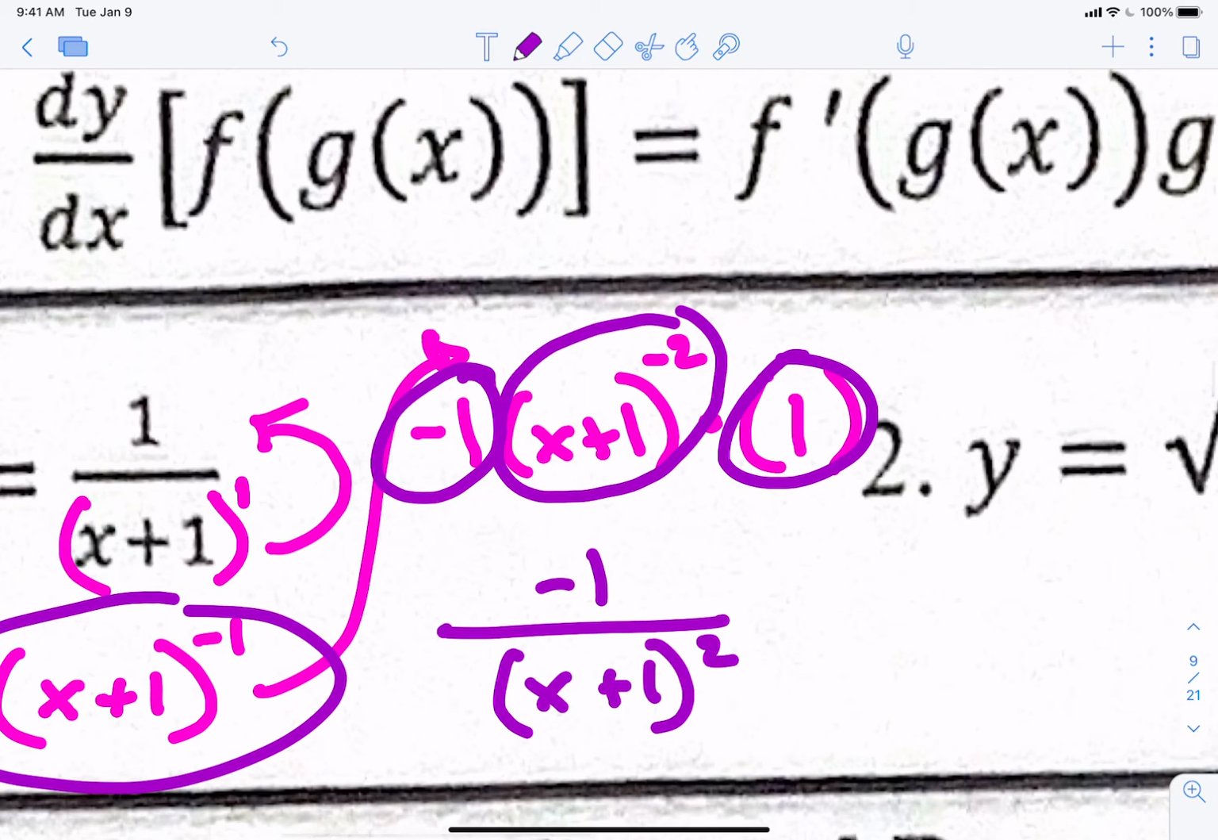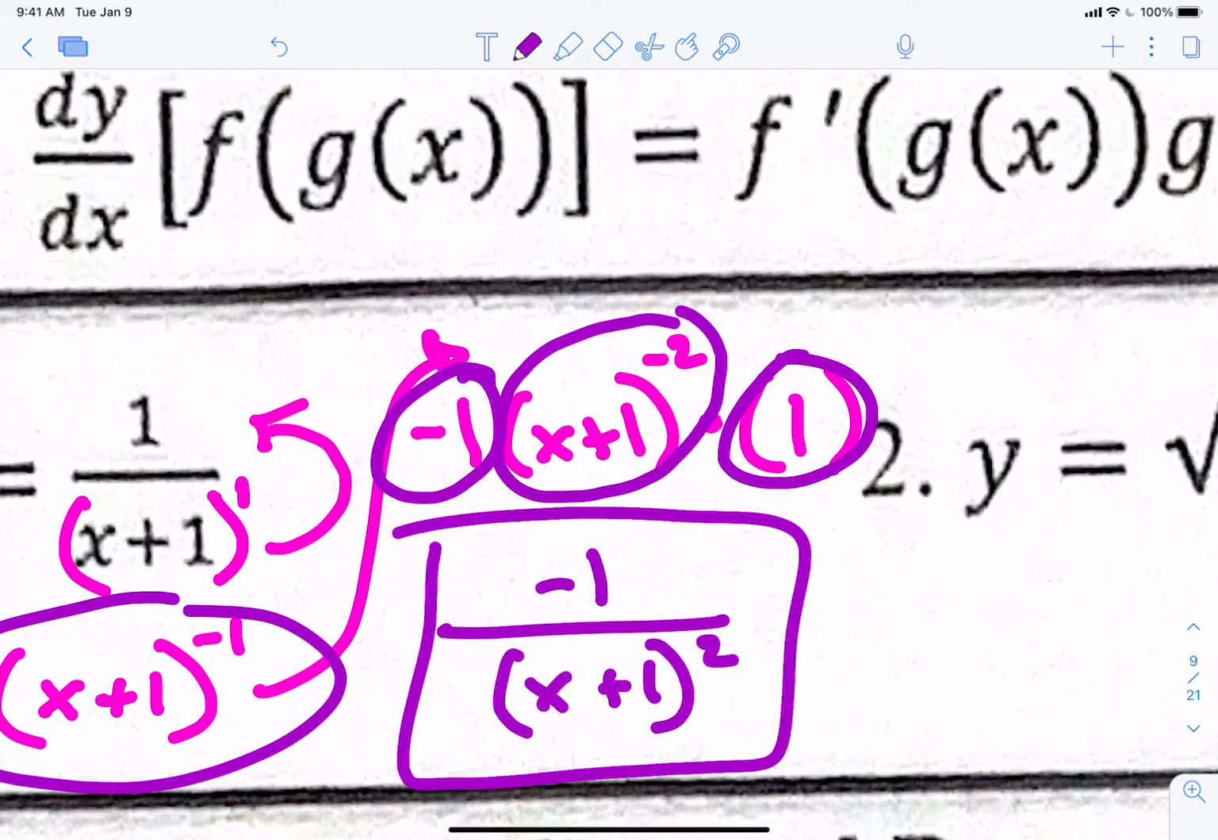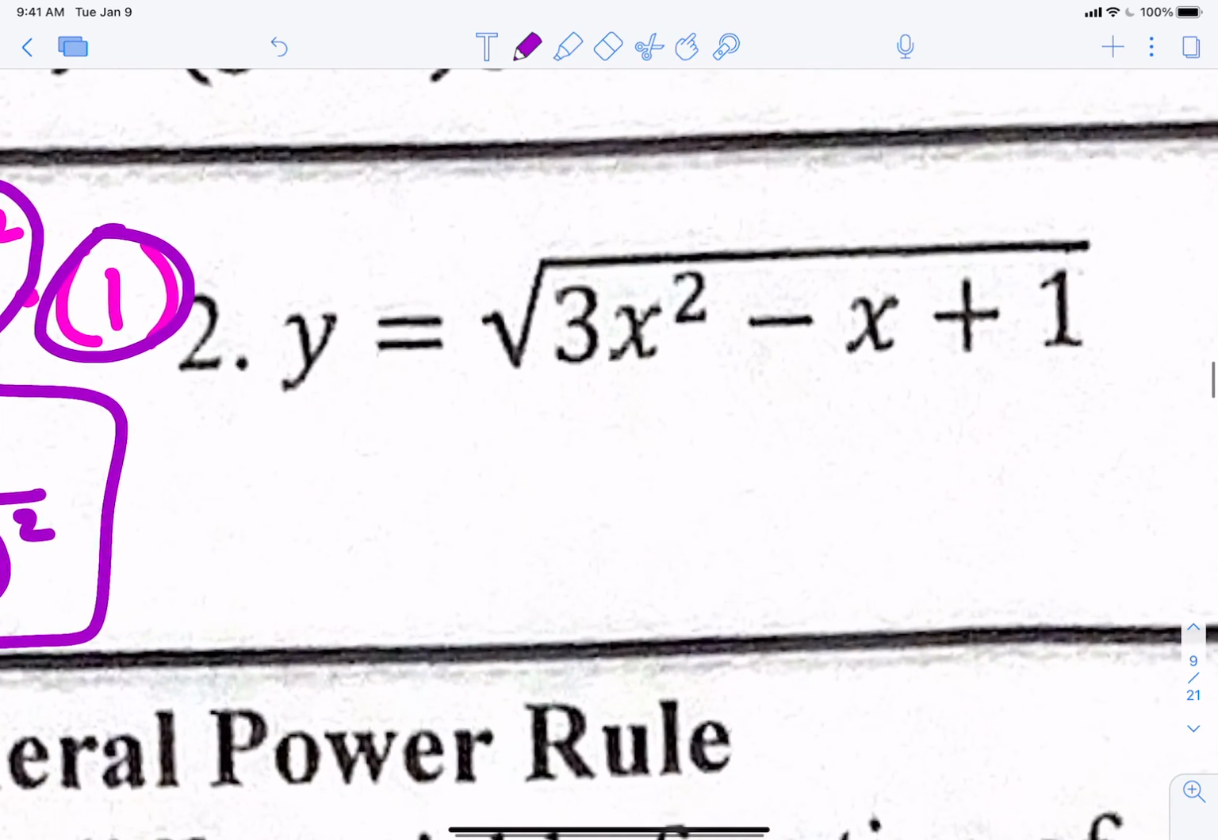The overall final simplified version is in the purple. That's the derivative. Okay? All right, we'll do a bunch of these. It'll be okay. Are we ready for number 2?